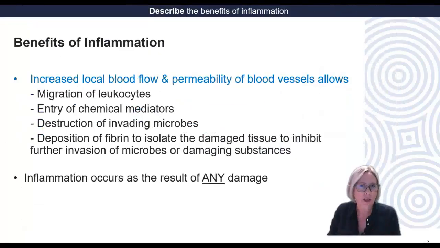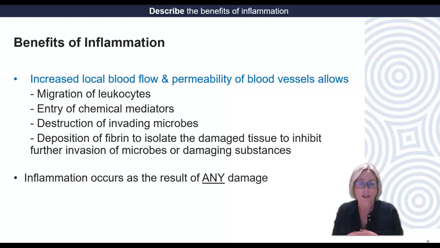So what are the benefits then of inflammation, right? Because we all know it hurts, okay? But the increased local blood flow and the permeability of blood vessels will allow the following to occur. So you get migration of leukocytes from the blood vessels into the damaged area. And these leukocytes, or white blood cells, then are able to clear up the damaged area.